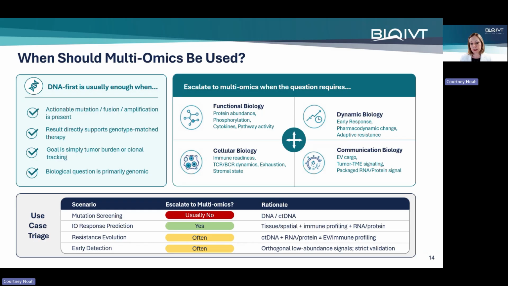As you think of early detection, integrated approaches can certainly provide advantages, but you have to be careful here because they do demand the highest bar for analytical and clinical validation. So are you truly getting the information that you need to, again, address that question or make that next decision? As you think about when to use multi-omics, it should really be driven by what uncertainty remains after that first measurement.